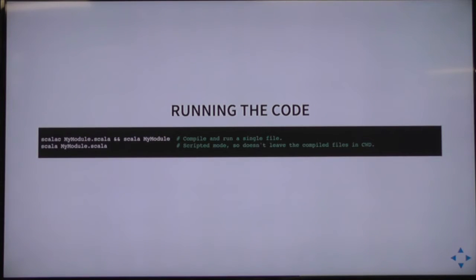Cool. We can run our code. If you really need to just run a single Scala file, you can. You can run scalac on it, and then run scala mymodule, very Java style. Or you can just run scala on the file itself, and it interprets it, essentially. It just compiles it to a file in the directory and runs it. Either way, you need a main method, because it's going to look for the main method and call it to run that code.